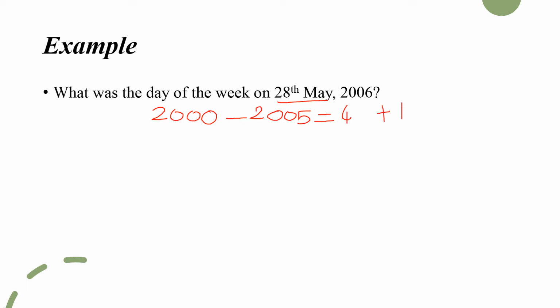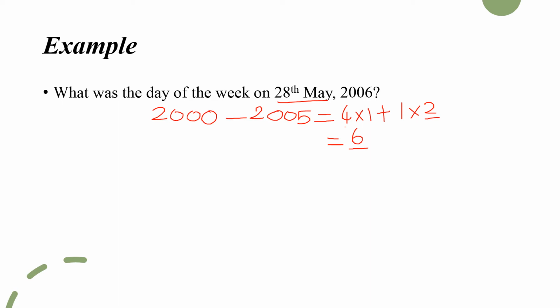For 4 ordinary years, one odd day will be there, so we have to multiply this 4 with 1. And for 1 leap year, you have to multiply this with 2, because 2 odd days are there for a leap year. If we add these numbers, it will give you 6 odd days. So 6 odd days are there.